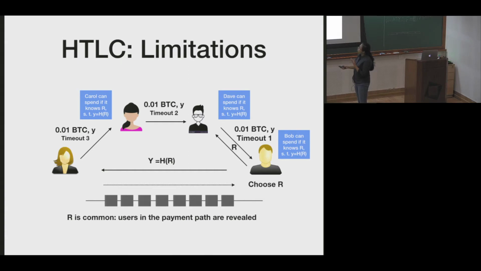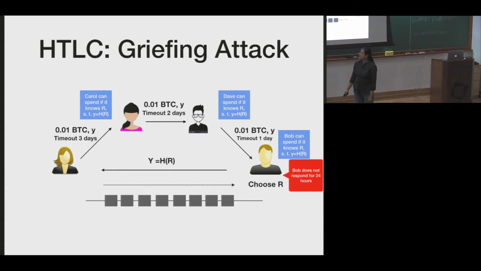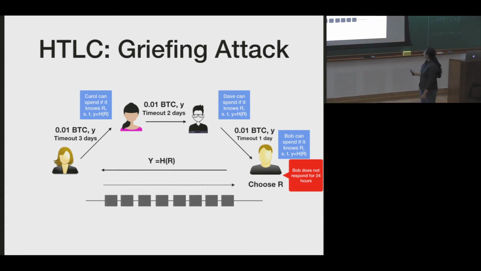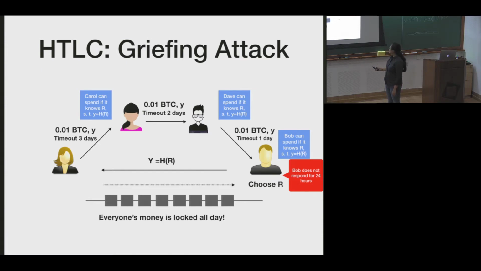Now, if you look into this network, there is another type of attack which is called the griefing attack. This says that if you have this kind of HTLC, the hash time locked contract that I talked about, you would have the timeout periods, but if Bob does not receive within this 1 day, what will happen? It will just be stuck over there. So everyone's money is locked at that point.